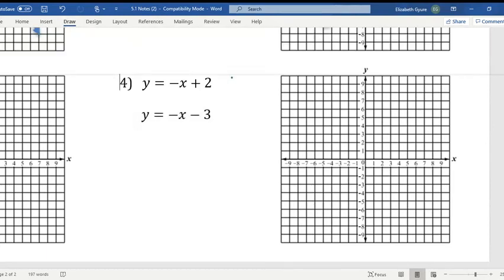Our first line here is -x plus 2. Corey, what's my y-intercept for that equation? 2. Good. Aaron, what do you think my slope is? If there's a negative in front of that x, what does that mean?